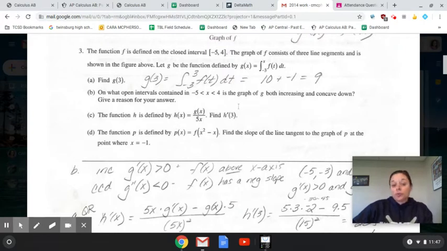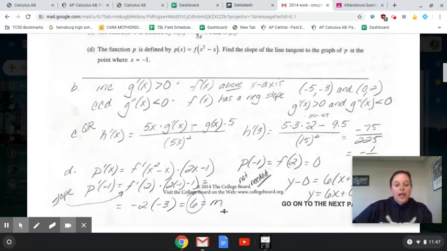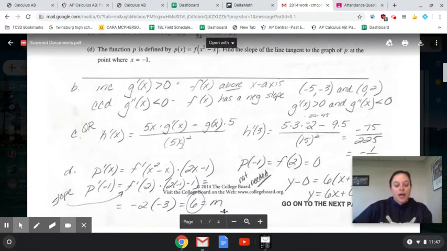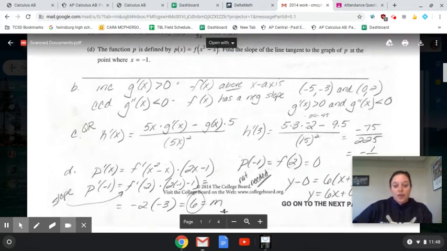This is a quotient rule. That's the first thing I wrote down when I started this one. I wrote a little QR for quotient rule. So here's bottom times the derivative of the top minus top times the derivative of the bottom over the bottom squared. I need to put 3 in. So you can see my work over here. I put a 3 in for x.